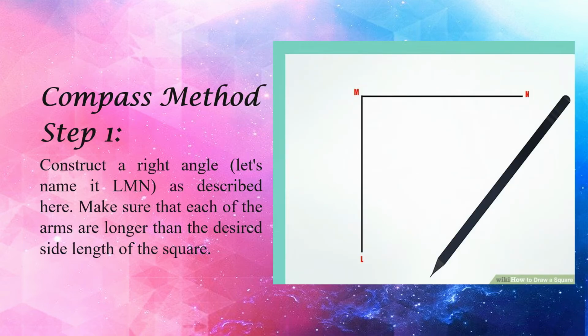Erase any erroneous construction if you wish. Now using the compass method. Step 1. Construct a right angle. Let's name it angle LMN as shown here. Make sure that each of the arms are longer than the desired side length of the square.